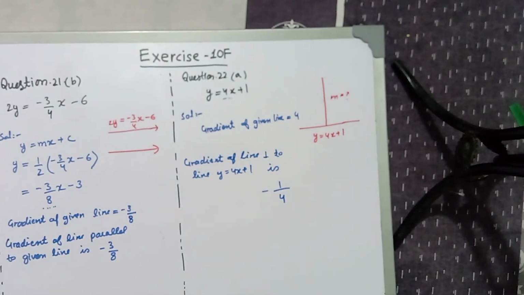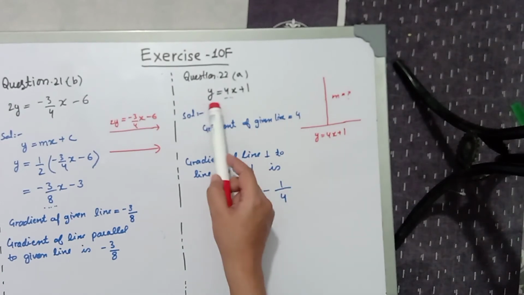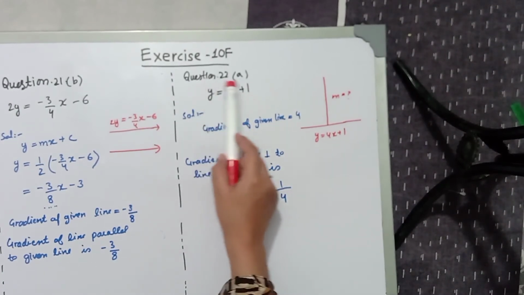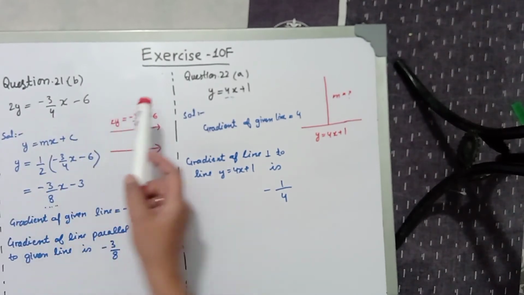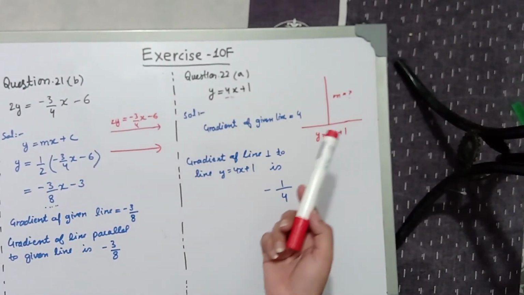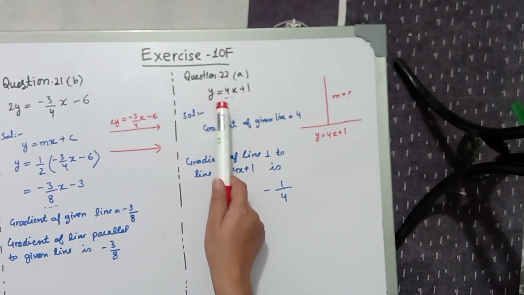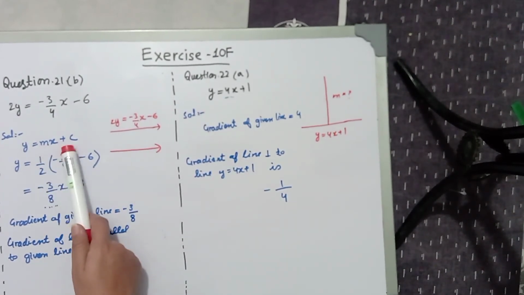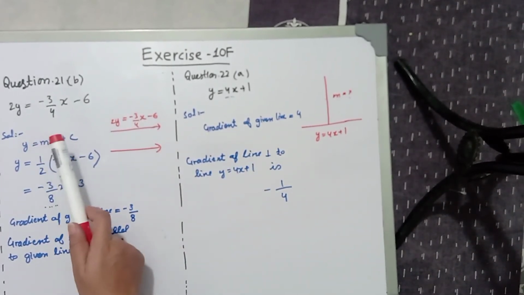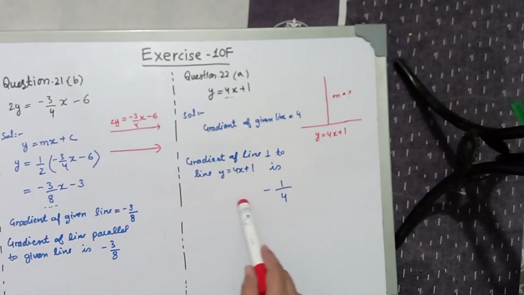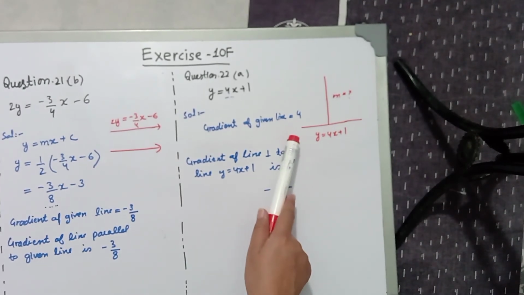Likewise, you will find the gradient of any perpendicular line. All you need to do is, in some questions, you won't have the general form of the equation. You may have the equation in any other form. So you will just make changes to it to have your equation in general form, that is y equals mx plus c, and then you can get the gradient from your equation. But for perpendicular, you will always take the minus reciprocal of the gradient of the first line.